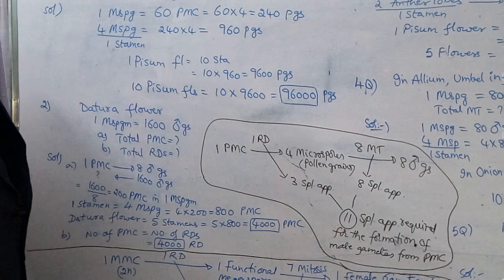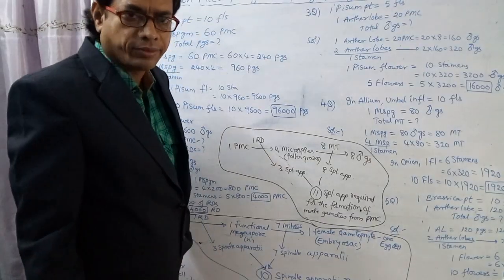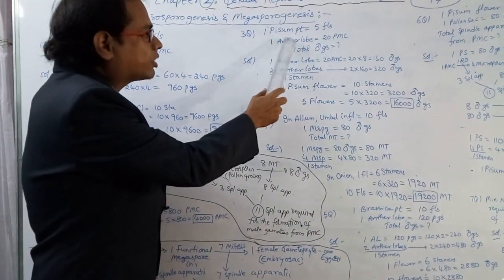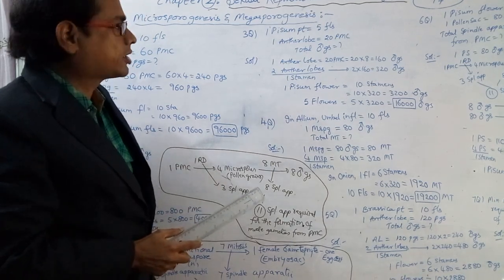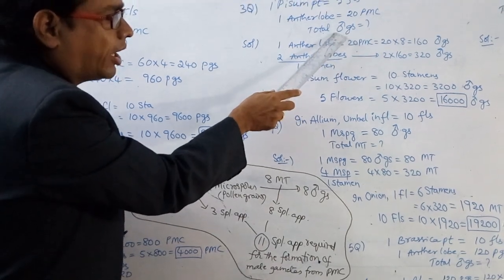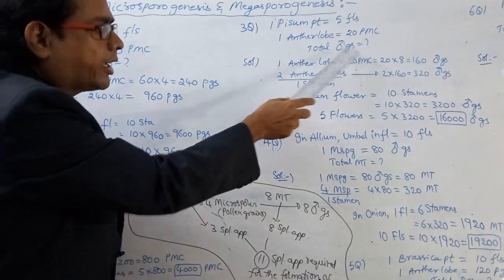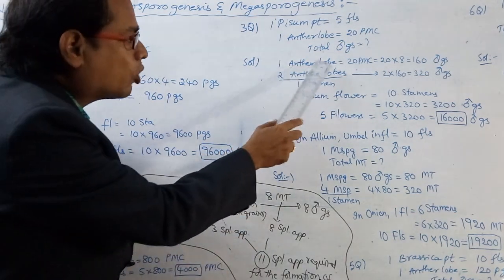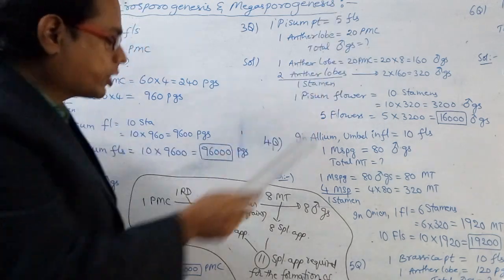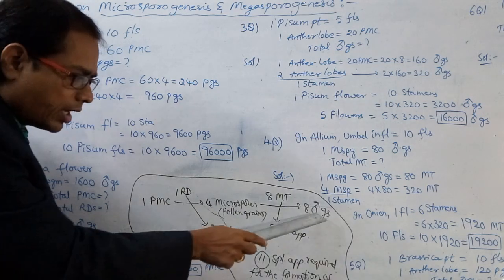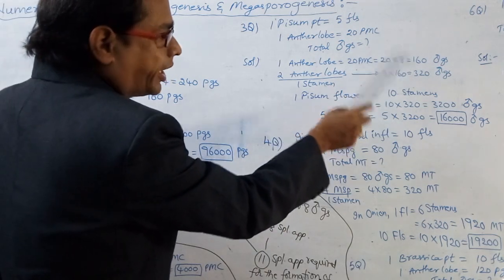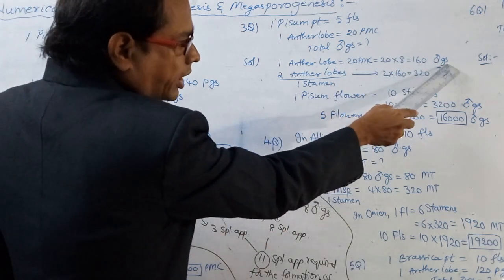Third question. We are entering into the third question, my dear students. Are you following? Okay. One pisum plant contains 5 flowers. Each anther lobe contains 20 pollen mother cells. Total male gametes, I am writing here as male GS. GS means gametes. Total male gametes they are asking. One anther lobe contains 20 PMC they have given. That means one pollen mother cell will produce how many male gametes? What is the relation? 1:8, isn't it? So that means 20 into 8, that is equal to 160 male gametes.